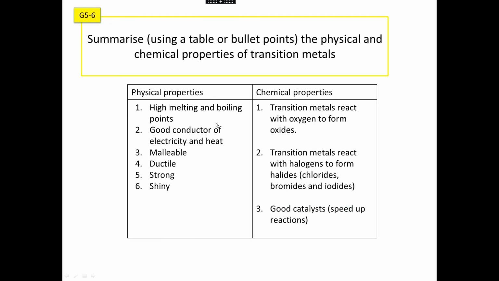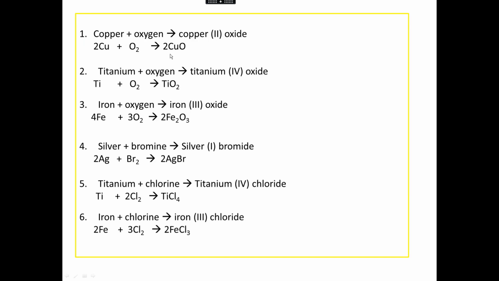form halides. Summarizing the physical properties from last lesson: high melting points, good conductivity, malleable, ductile, strong, shiny. And chemical properties: react with oxygen to form oxides, react with halogens to form halides like chlorides, bromides, and iodides, and they also make good catalysts. They speed up reactions. Here we go.